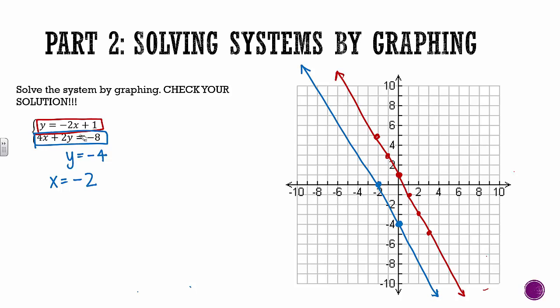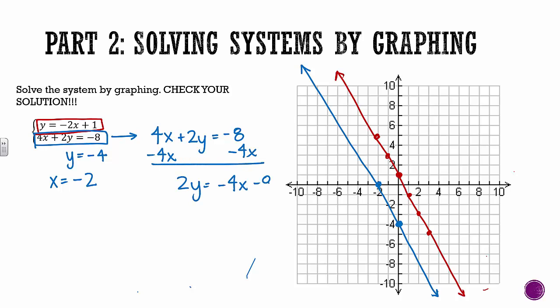To make sure that I did this right, and that these don't cross anywhere, what I want to do is take this blue one and check that my slope is exactly the same and my y-intercept is exactly the same. Graphing is very visual, but there are lots of mistakes that can be made when we graph. So we divide everything by 2, and this blue equation looks almost identical to the red equation. We have the exact same slope, negative 2, and a different y-intercept, 1 and negative 4.